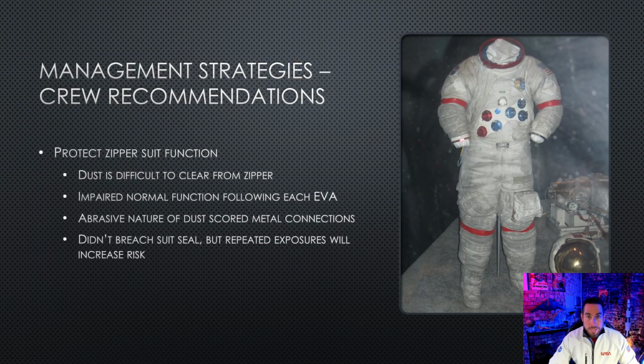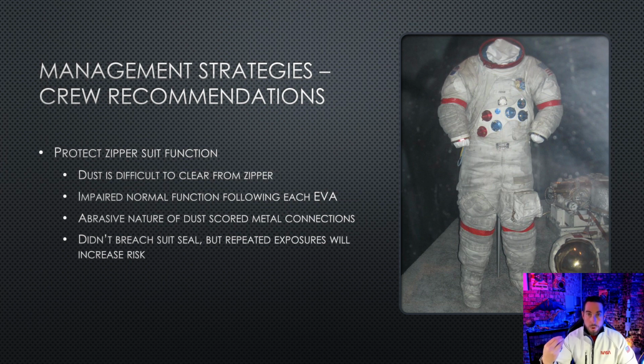All right, so what to do about this dust problem? There were several recommendations that came from astronauts. One, and probably the top of the list, was protect the zipper suit function. They said that dust was very difficult to clear from the zipper, that after each extravehicular activity, the zipper worked less and less. It worked perfectly the first time, and then less, because all that dust gets trapped in there. It's very abrasive. It starts to break down and wear down the surface of that metal. And again, if you have a zipper failure in the vacuum of space, it's not a good thing.